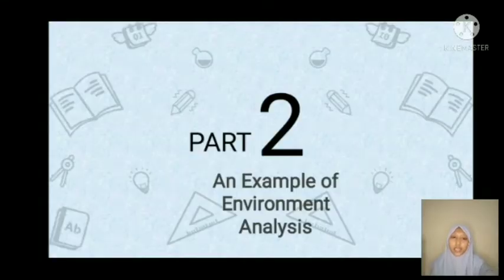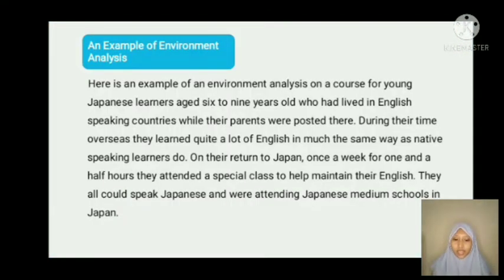And the second part is about an example of environment analysis. The example is an environment analysis on a course for young Japanese learners aged 6 to 9 years old who had lived in English-speaking countries while their parents were posted there. During their time overseas, they learned quite a lot of English in much the same way as native-speaking learners do. On their return to Japan, once a week, for 1.5 hours, they attended a special class to help maintain their English. They all could speak Japanese and were attending Japanese medium schools in Japan.